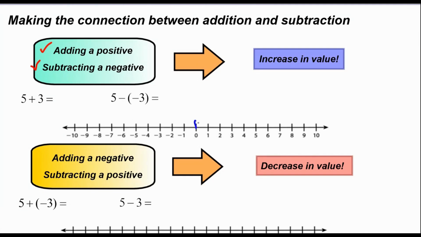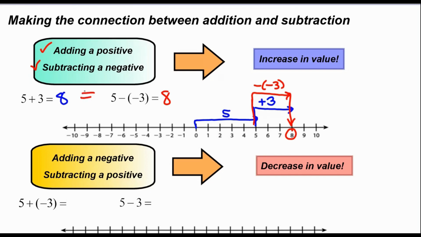So if I go 5 plus 3, here's 5, and then plus 3, that's going to give me 8. And then 5 minus a negative 3, well, I'm going to start at 5 again, and then if I take a negative 3 away, that's going to increase the value by 3, and again, that's going to put me at 8. So these two are identical. These are equivalent. 5 plus 3 and 5 minus negative 3 do the same thing.